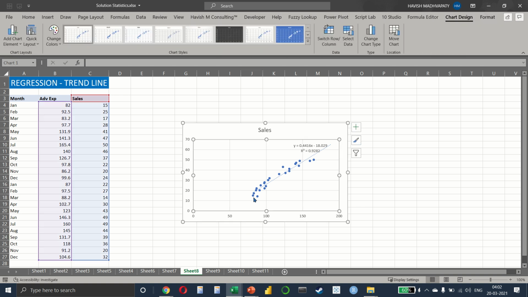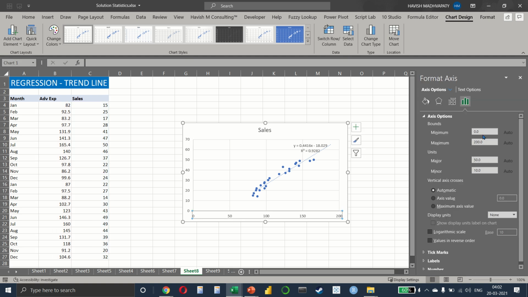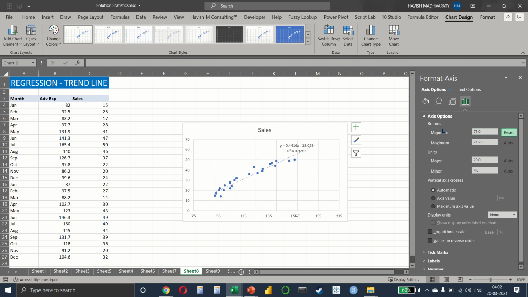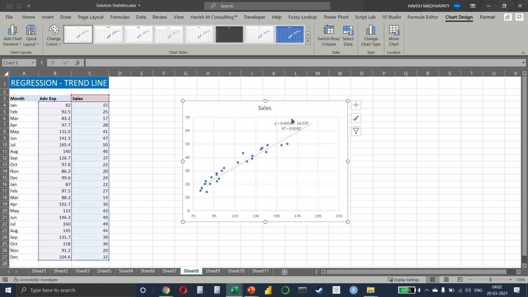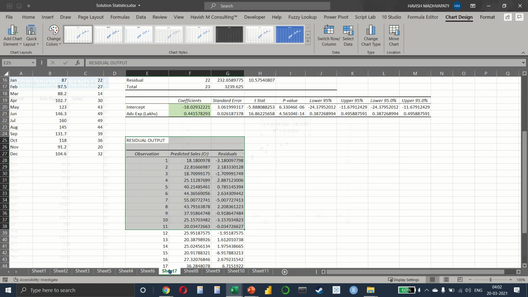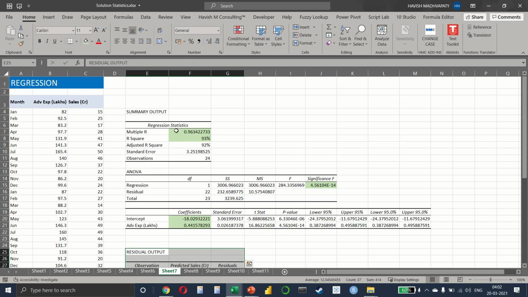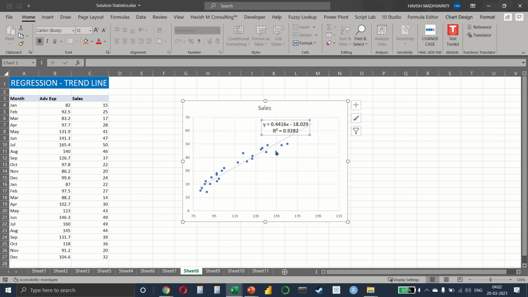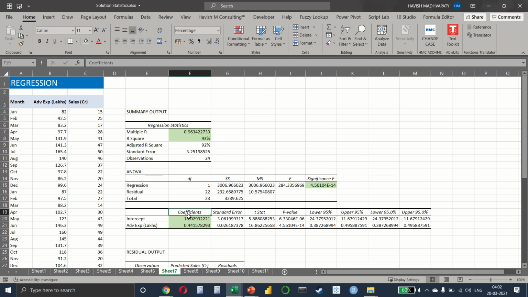And since the least value that we have here is 82, I'm also going to select my x-axis and keep the minimum as 75 so that it looks a lot better. Wonderful. If you look at these numbers, this R square is what we calculated here, 92%, and also y equal to 0.4416x minus 18.029 is nothing but these two numbers, which are the coefficients.